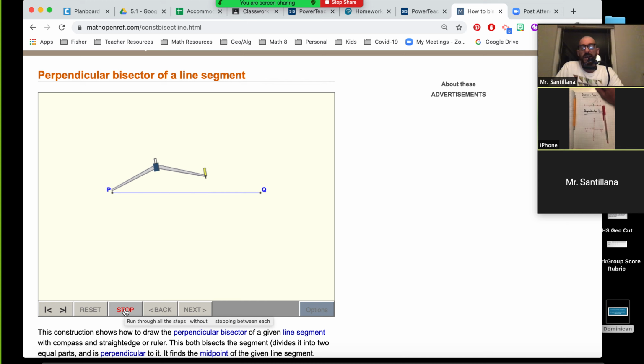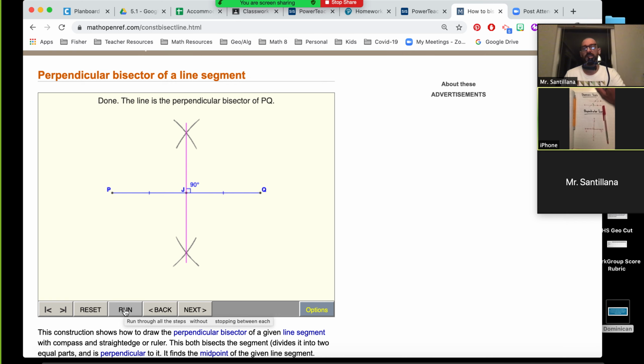Open the compass past the halfway mark. Make an arc above, below. Switch the needle to the other side. Repeat the process by making an arc on the top and the bottom. Then you connect the top and the bottom arcs intersecting, and that's your perpendicular bisector.